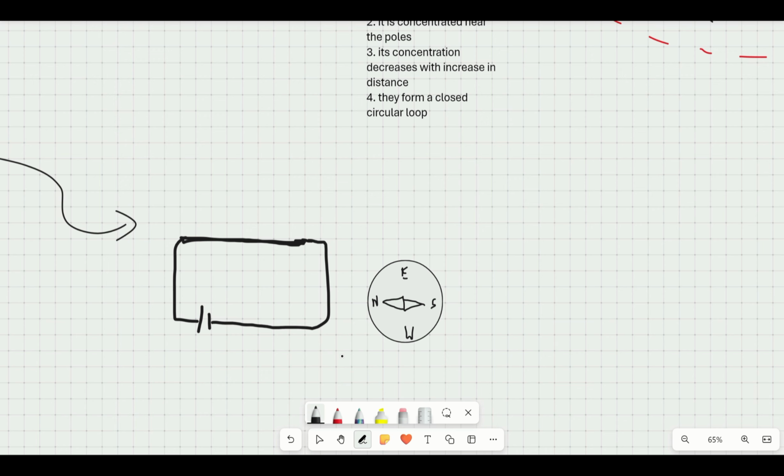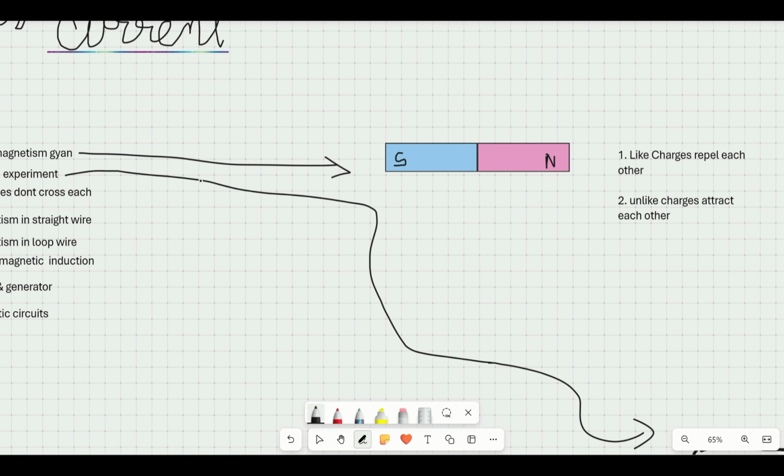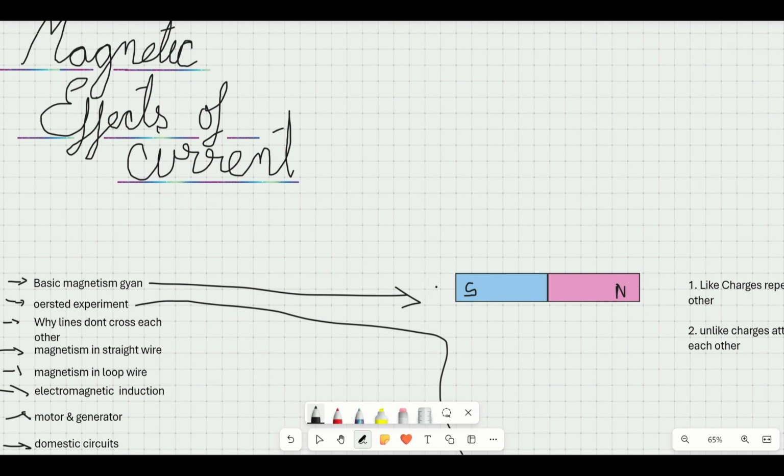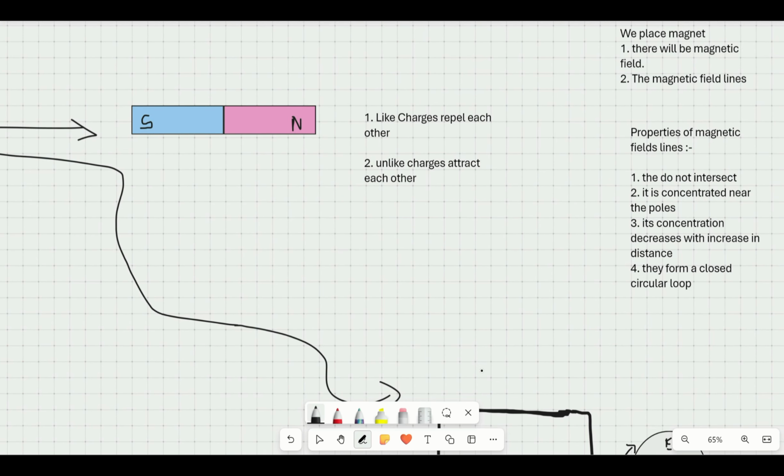But when he put that compass near the conducting wire where current was flowing, he saw a deflection. The original position was this, but he saw that the compass needle moved from north-south to another position, and this proved that a current-carrying wire produces a magnetic field. This led us to study this chapter, magnetic effects of electric current. So this is the Oersted experiment.